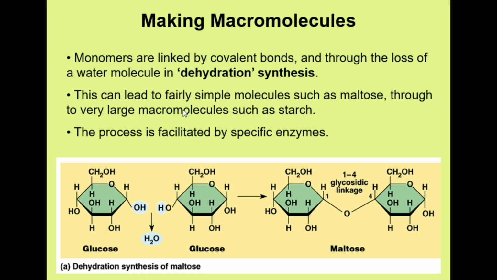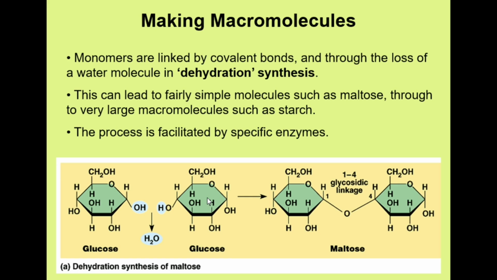Looking at this example then, we can lead to fairly simple molecules such as maltose, but we can also make very, very large macromolecules such as starch and cellulose. But on the diagram here, we've got the example of maltose. So we know that maltose is made up of 2 glucoses joined together. So here's one glucose, and have a look at what we have here. I mentioned it just now and also earlier on. This is a hydroxyl group. It's one of our functional groups.